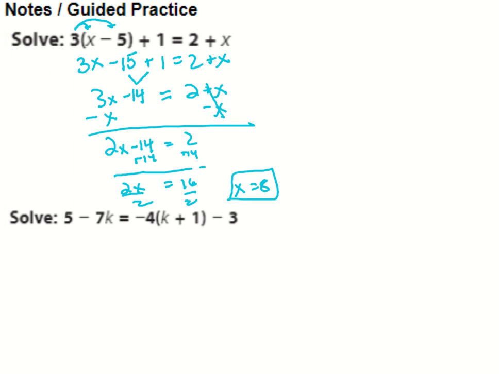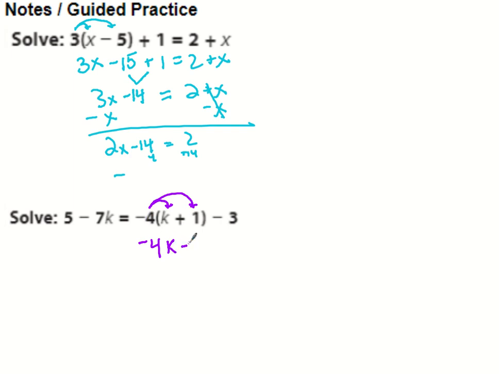Okay, so for the second one here, let me erase some of this. I have nothing really to do on the left-hand side of the equal sign, but on the right side, I've got these parentheses. So I need to do distributive property to get rid of those parentheses. This is negative 4 times everything inside my parentheses. Negative 4 times k is negative 4k. Negative 4 times positive 1 is also negative 4 because a negative times a positive is negative. And then I'm just going to bring down this minus 3 because I haven't done anything with it yet. I'm going to bring down this 5 minus 7k.